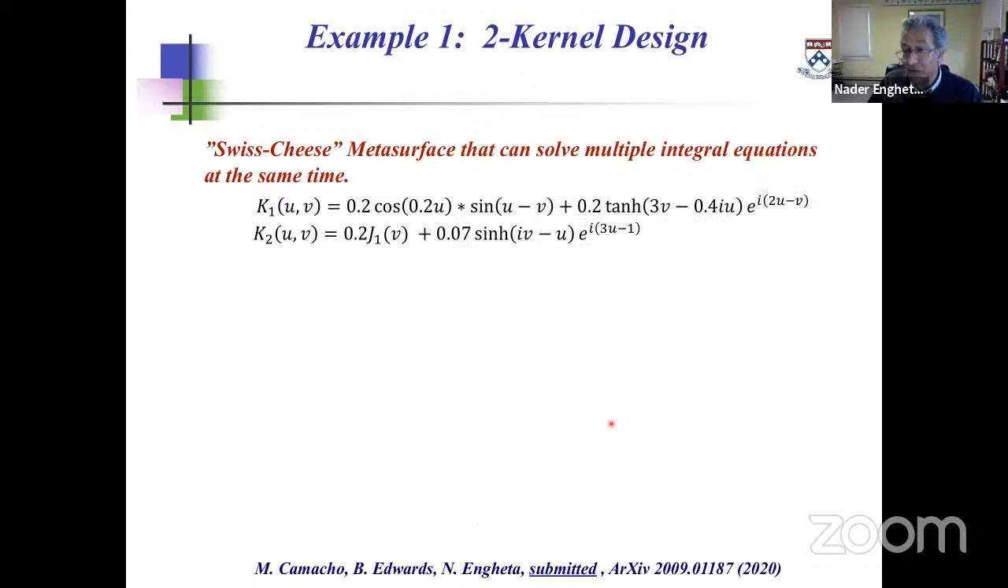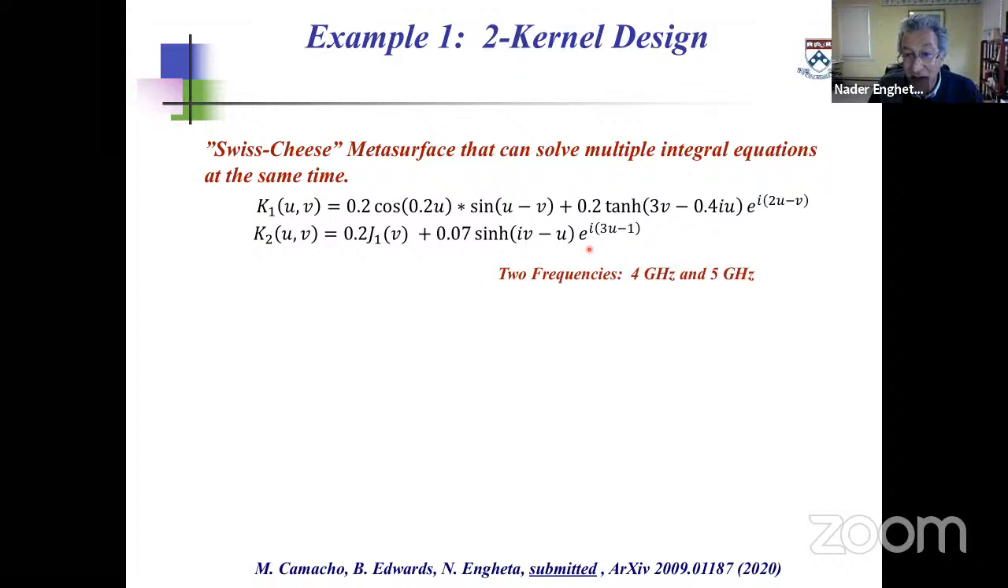We designed that. So for our experiment, we decided to have two arbitrary kernels. Again, these kernels, you notice, are complex kernels. They are not separable. In other words, you cannot write each kernel as a multiplication of two functions, one of U and the other of V. It's all non-separable. And they are also not translationally invariant. In other words, you cannot write it in terms of U minus V.